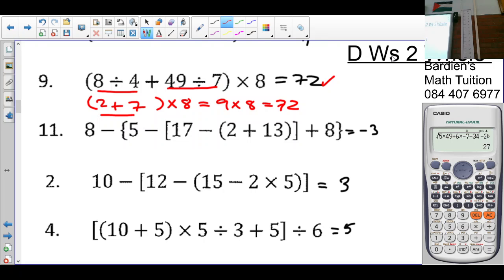No. No? I'll just check here. That is 15 minus 17 is 2. 5 minus 2 is 3. 3 plus 8? Yeah, negative 3 is good. Number 2, any issues there? No? Number 4? Number 2.